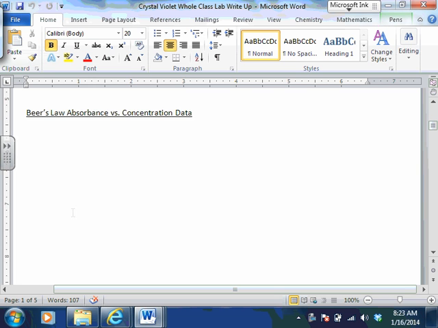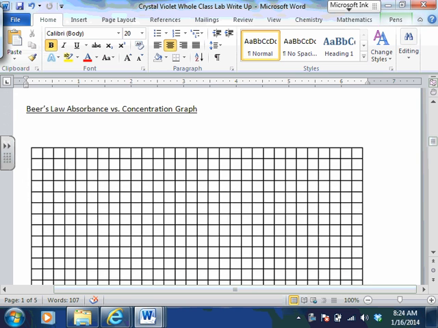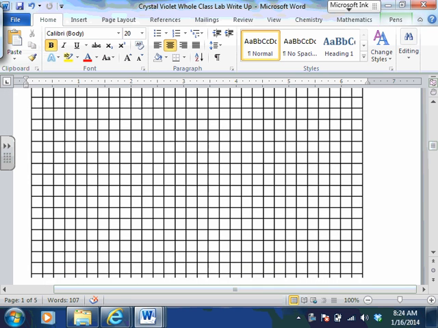The Beer's law, absorbance versus concentration data. You would basically take the data that we collected yesterday, which should have something that looks like that, absorbance and concentration, and whatever data you had collected there, I can't remember exactly what it was. Then you would graph that, okay?